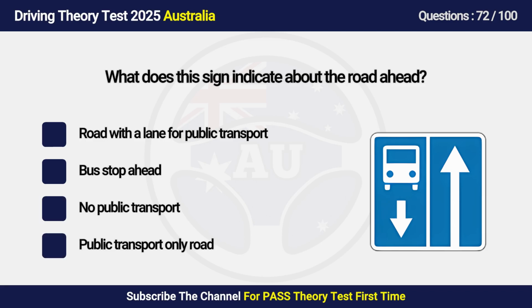Question 72. What does this sign indicate about the road ahead? A. Road with a lane for public transport. B. Bus stop ahead. C. No public transport. D. Public transport only road.